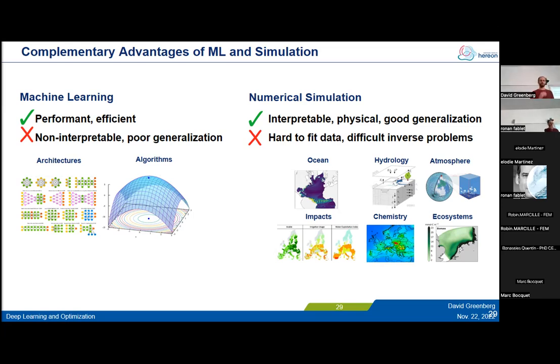We have machine learning, which is efficient, which uses our hardware well, which is differentiable and high performance. And it deals with new data very easily, but it lacks interpretability. And it tends to generalize poorly, not necessarily to new held out data, but to new scenarios. It can interpolate, but can't extrapolate.